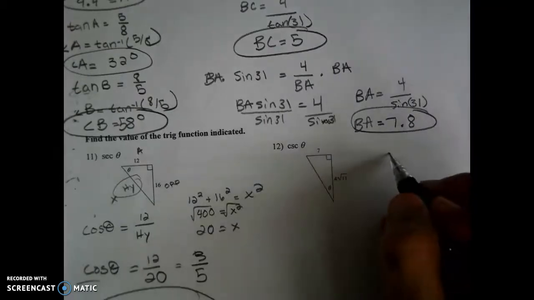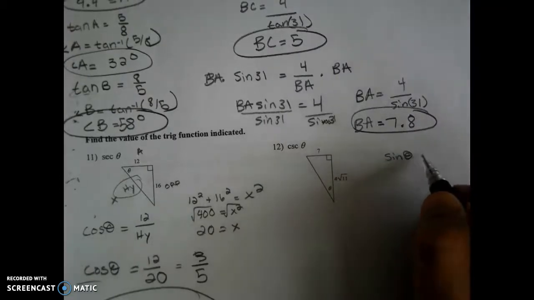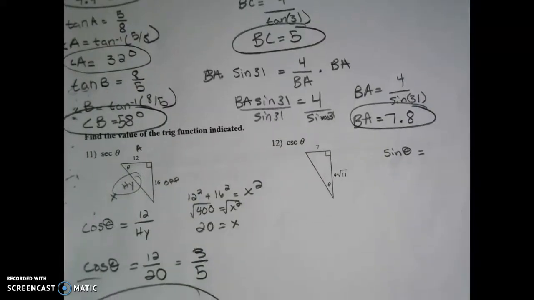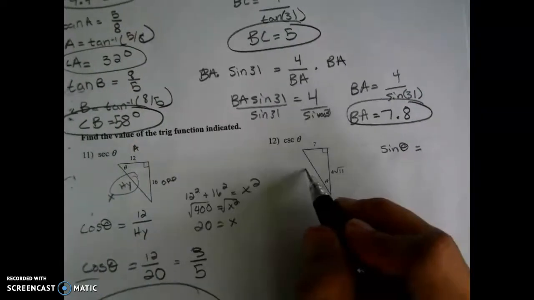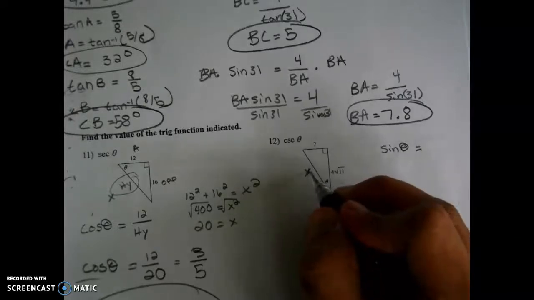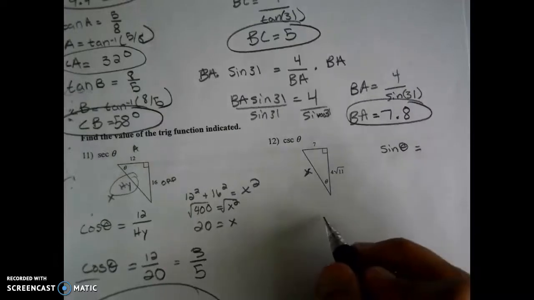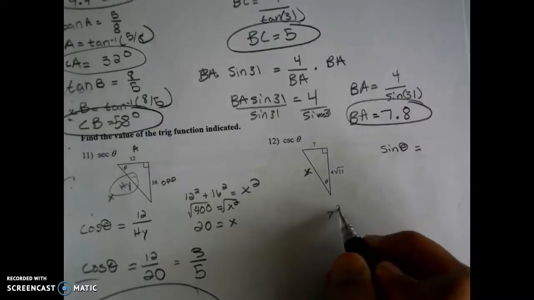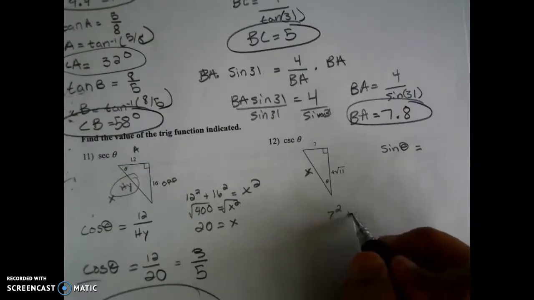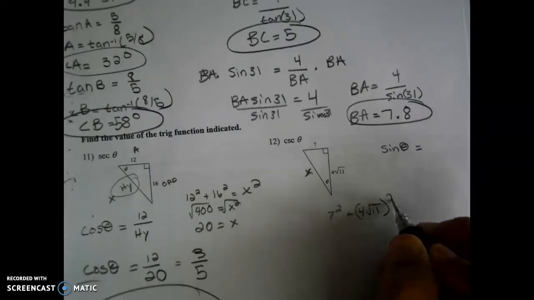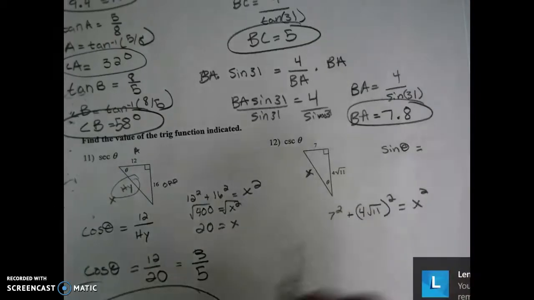Okay, number 12, cosecant of theta we need to find. So cosecant is just the reciprocal of sine. So let's find sine first, and then flip it. Well, to find sine, we're going to need this hypotenuse. So let's call this x here again. So we're going to use the Pythagorean Theorem. So we're going to have 7 squared plus 4 times the square root of 11 squared is equal to x squared.